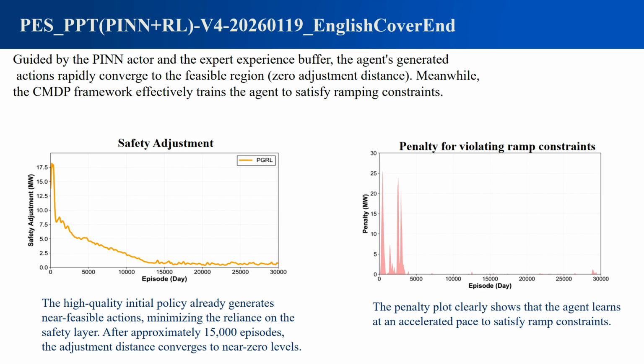Together, the two curves are stronger than a single reward curve. Reward can improve while hidden safety corrections remain large. These plots show that corrections shrink and ramp penalties vanish, so the final policy is both economical and operationally disciplined.